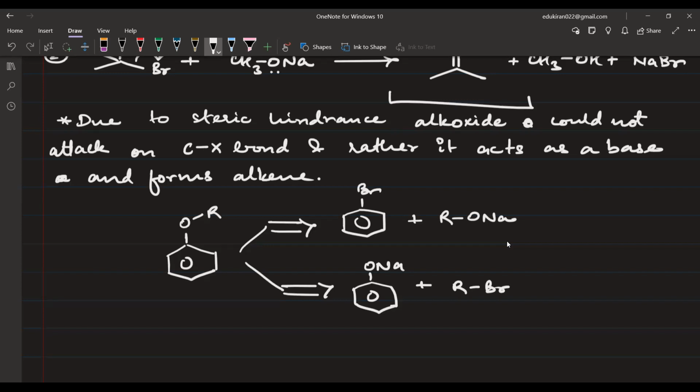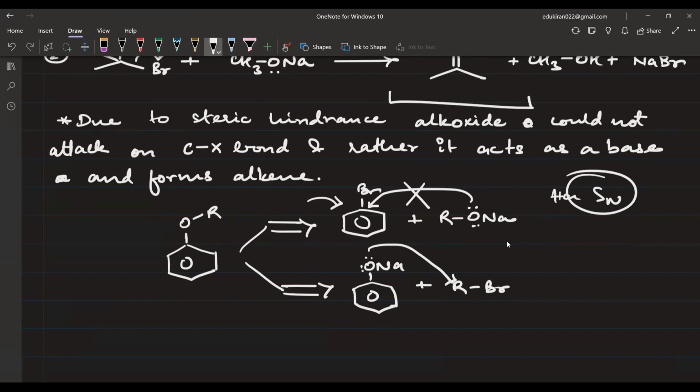So here what is going to happen? Here the oxygen atom will attack here and form this alkoxybenzene. Here, this oxygen atom has to attack onto this carbon atom, and we know that this attack is not possible. Why? Because this is a nucleophile, and this haloarene does not undergo nucleophilic substitution reaction, right?